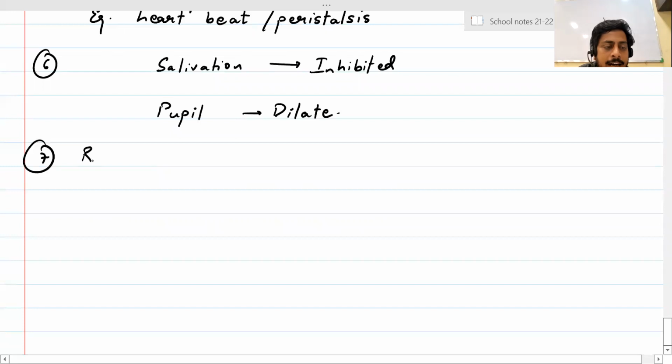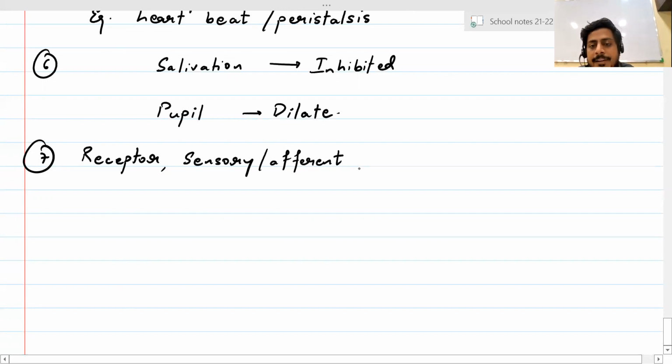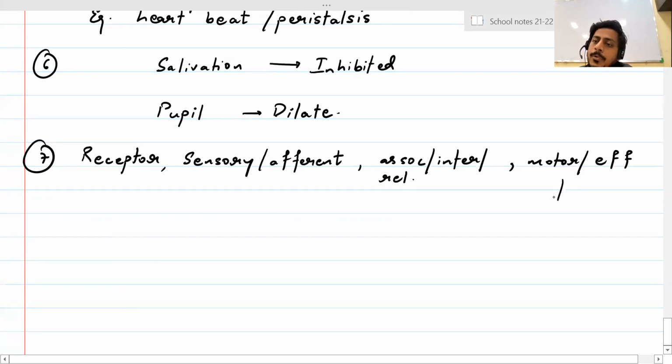We know that it can start from a receptor, and after the receptor, the next structure could be the sensory neuron. Remember, it's not the nerve, it is the neuron. The sensory neuron could also be called the afferent neuron, AFFERENT. Then the association neuron, which is also called the interneuron or the relay neuron. Then it would go to the motor neuron, which would also be the efferent neuron. And following the motor neuron, it would be the effector, which could either be a muscle or a gland.